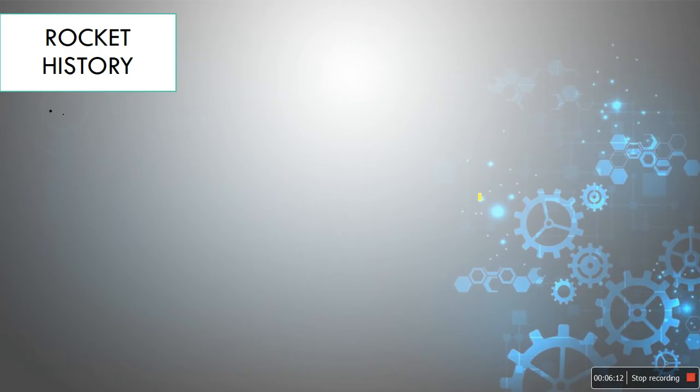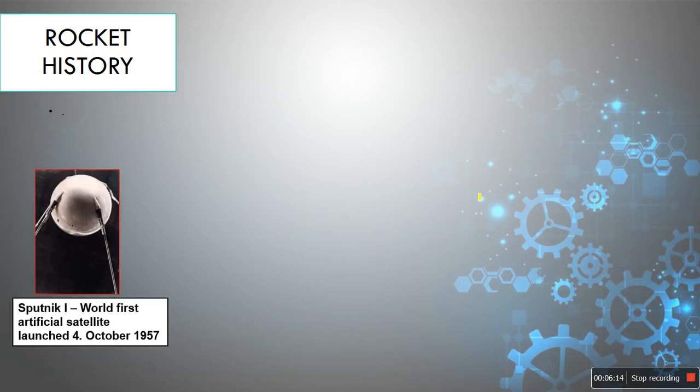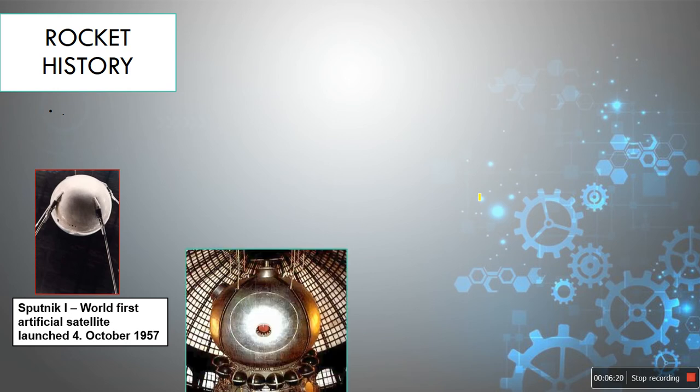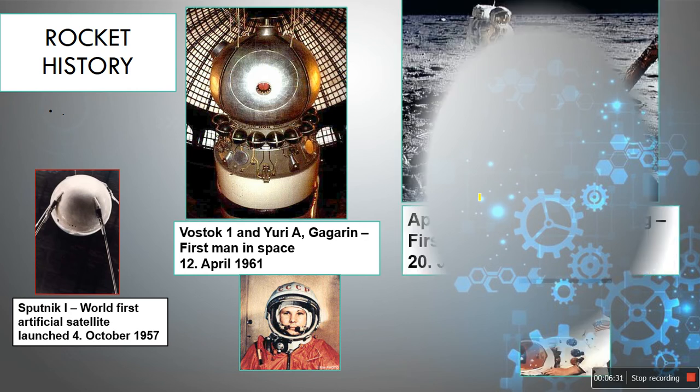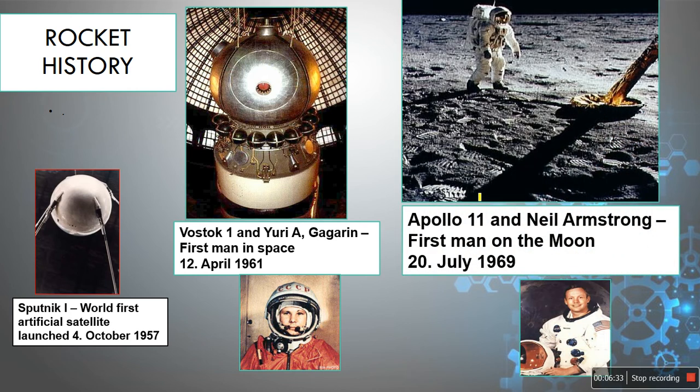Now the rocket history. The world's first artificial satellite was launched on 4 October 1957. We see the Vostok 1 and Yuri Gagarin, the first man in space, on 12 April 1961. And we know Apollo 11 and Neil Armstrong, the first man on the moon, on the 20th July 1969. This is the rocket history.